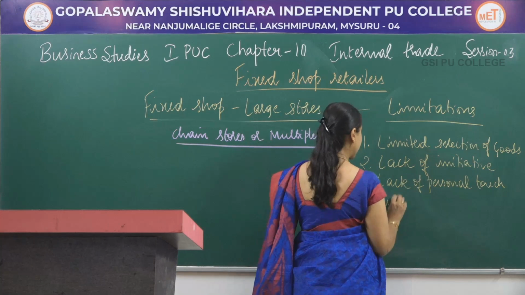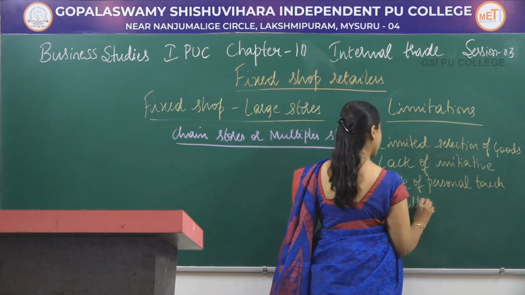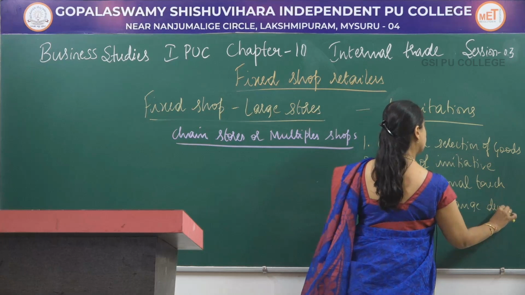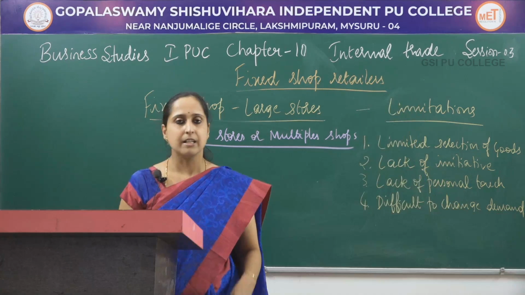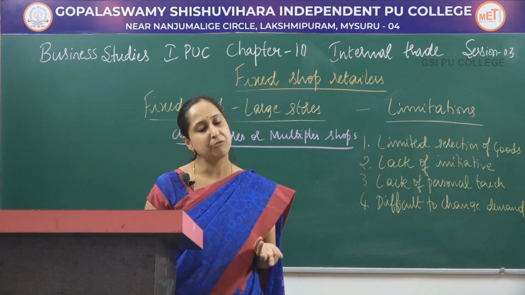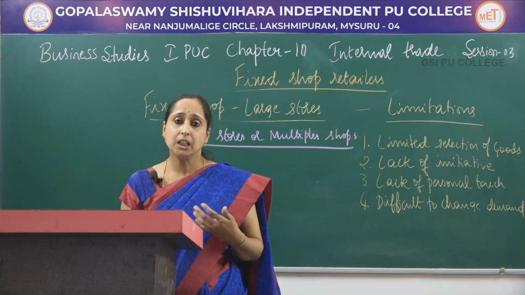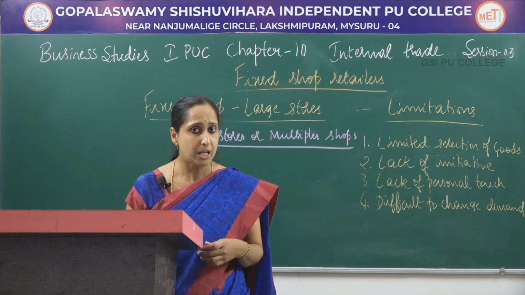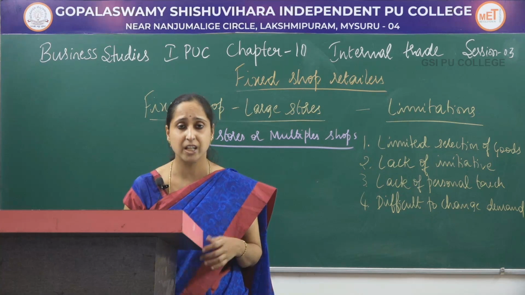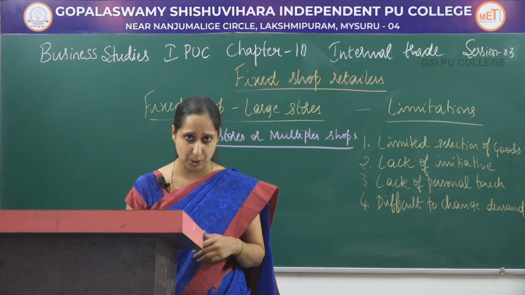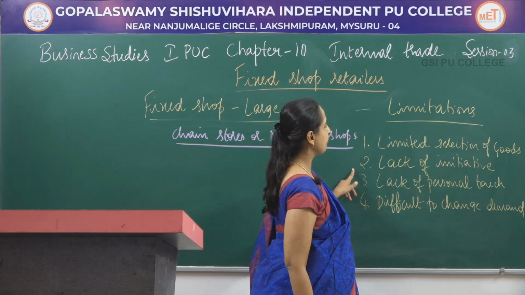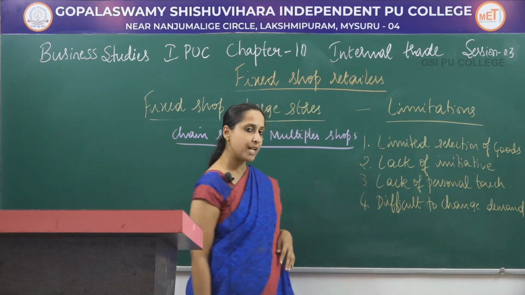Fourth one is difficult to change demand. See, the demand for the products keeps on changing, and if there is no demand for the goods of these multiple shops, the head office may decide to close down the business. So that is difficult to change demand. Changing the demand for the goods is not in the hands of multiple shops. So these are the few limitations of multiple shops: limited selection of goods, lack of initiative, lack of personal touch, and difficult to change demand.